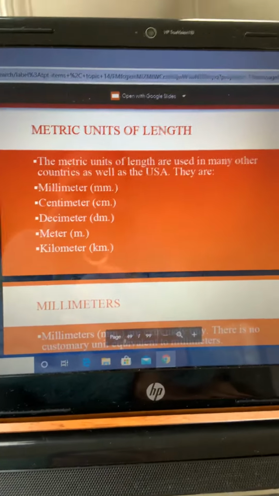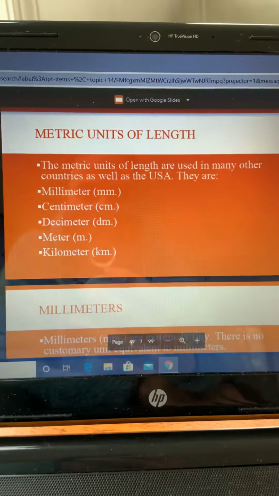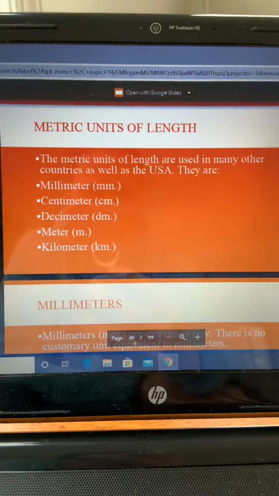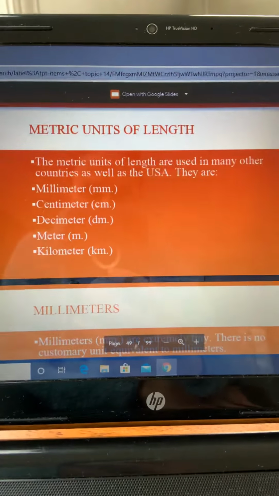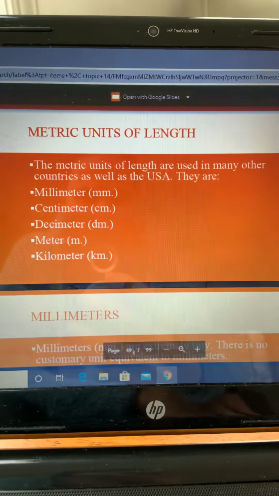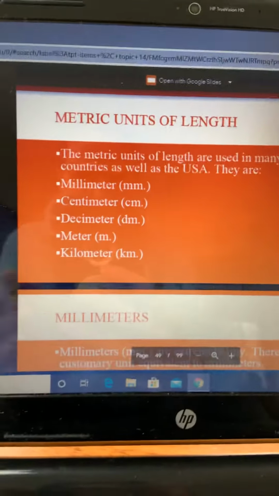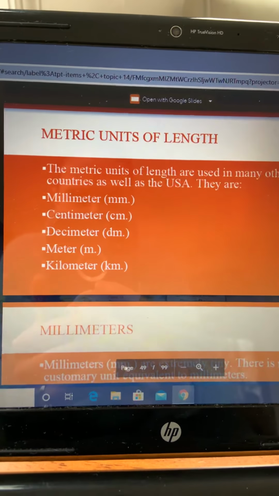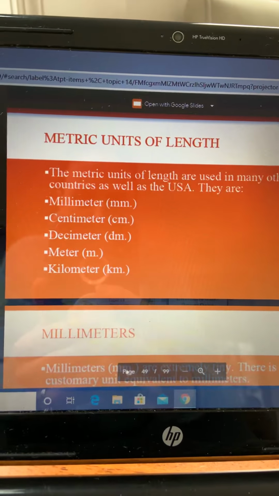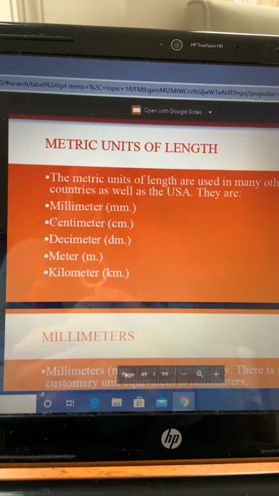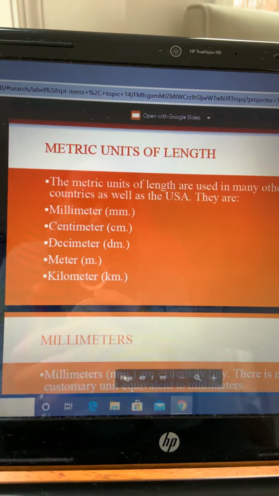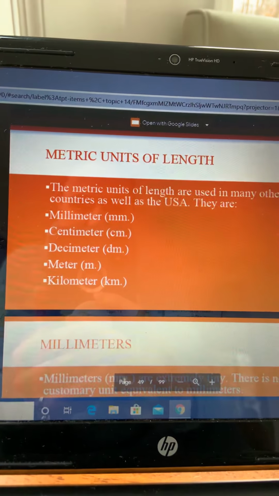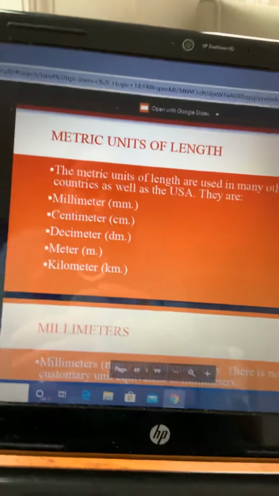Good morning, everyone. This is going to be a video on doing lesson 14-6. As you can see, the different types of units that we're going to talk about today are millimeters, abbreviation mm, centimeters, abbreviation cm, decimeter, abbreviation dm, meter, abbreviation m, and kilometer, abbreviation km.